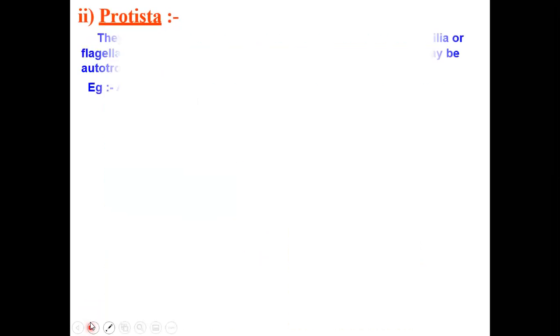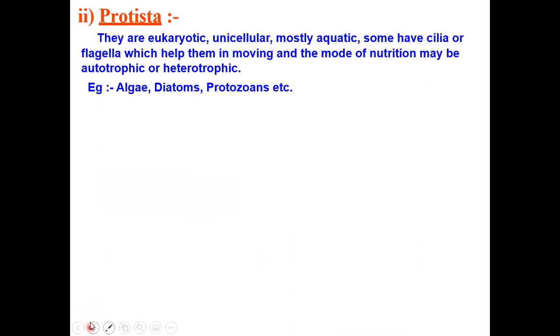Now we will discuss Protista. They are eukaryotic, unicellular, mostly aquatic. Some have cilia or flagella which help them in moving, and the mode of nutrition may sometimes be autotrophic, sometimes heterotrophic. Examples of Protista are algae, diatoms and protozoans.